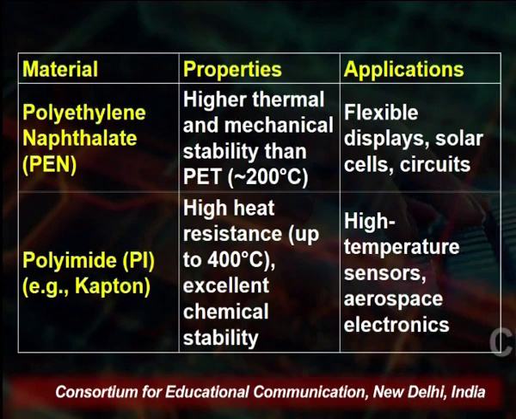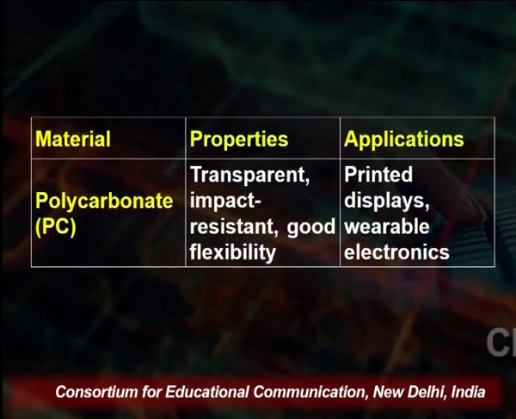Next is Kapton, that is polyimide, which has high heat resistance, and you can use this device at temperatures of more than 400 degrees centigrade, and moreover it has excellent chemical stability. As it tolerates high temperature, we can use it for high temperature sensors. Moreover, we can use it in aerospace circuitry also.